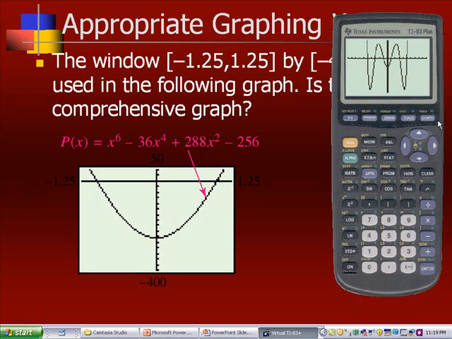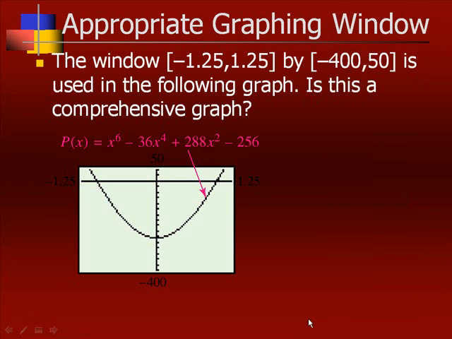Okay, this is what we're talking about when we say a comprehensive graph. It shows your highest values, your lowest values, and all of your intercepts. But hopefully they're all not going to be this hard to find.